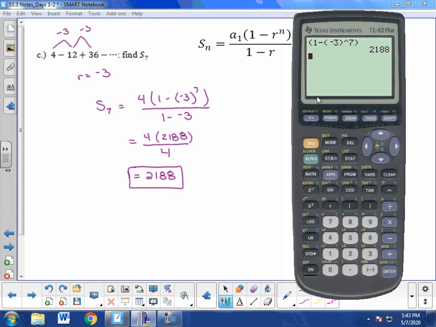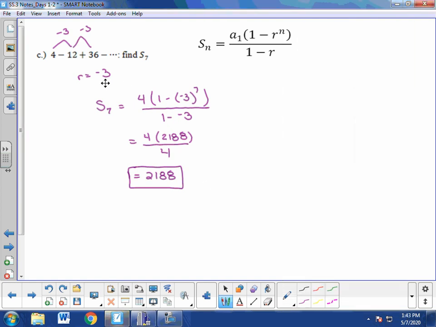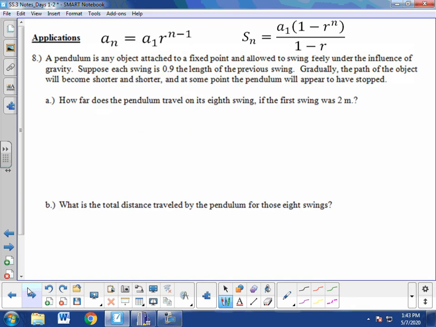Let's go ahead and check this by doing this by hand. So 4 plus a negative 12, or 4 minus 12, plus 36, that's 3 terms. Let's not check it, but you could. I won't waste your time doing that. But if you did find all 7 terms, you could add all 7 terms together, or you can use this equation. Okay, so these are the 2 equations that we're going to have for geometric sequences. Again, we saw both of those styles of equations for arithmetic sequences. They're just slightly different to account for the differences in the way the sequences are set up.